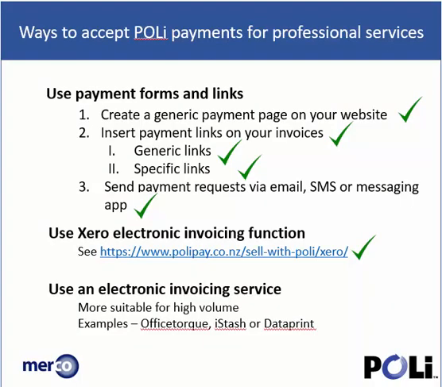If using forms and links or the Xero functionality is not suitable for your business, you could consider using an electronic invoicing service or an e-billing service, as they are called. Some of the common examples are Office Talk, iStash, or DataPrint. Typically they'll take your billing data, convert it to PDF and send those to your customer along with electronic payment options.